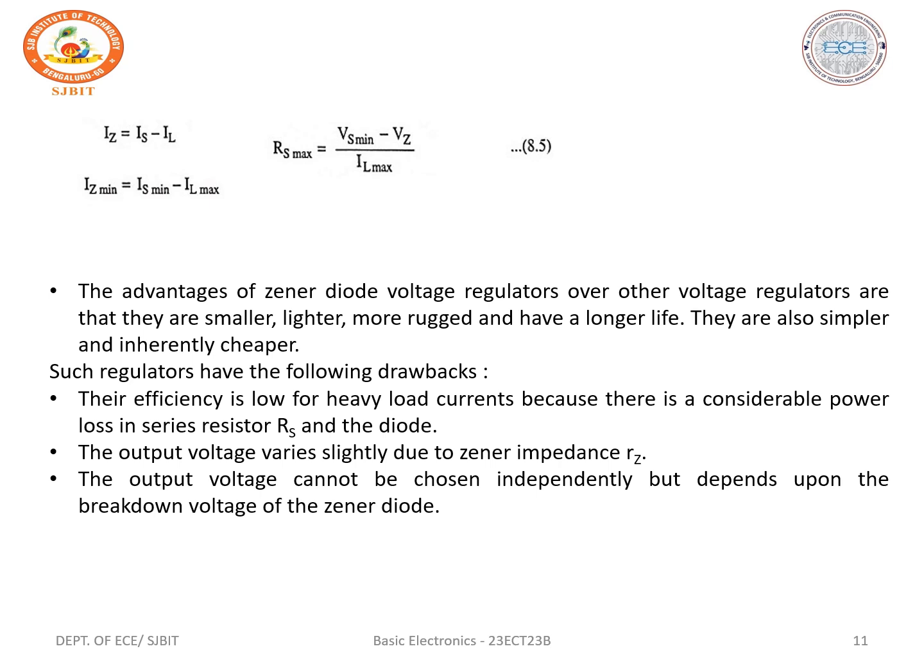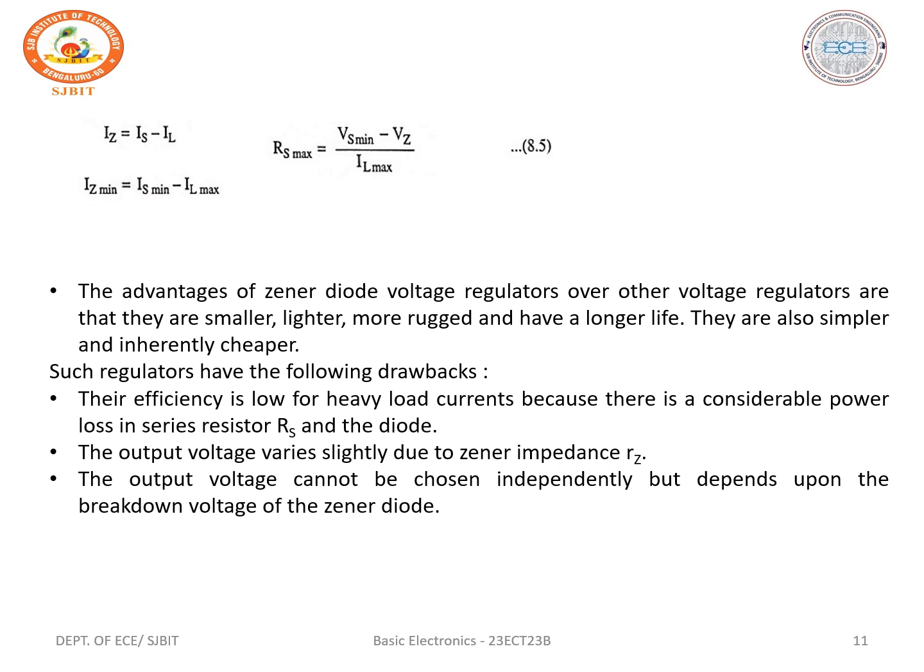Next, the advantages of Zener diode voltage regulators over other voltage regulators are that they are small, lighter, more rugged and have a longer life. They are also simple and inherently cheaper.